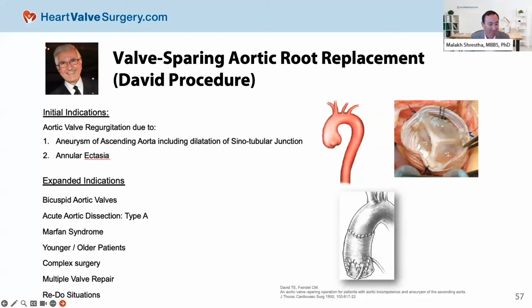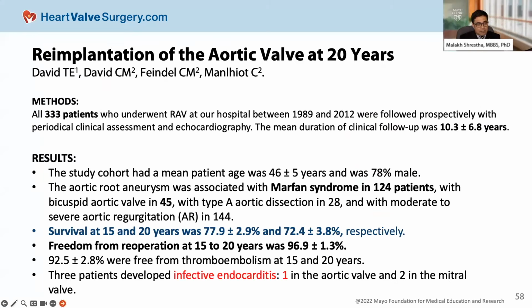Okay. So the biggest advantage, again, here, Dr. David showed that is after 20 years. He wrote this paper saying he had done 333 patients between 89 and 2012. And he had a follow-up of more than 10 years, right? So what he could show was that even after 20 years, the survival of the patients was 72%. And freedom from reoperation at 20 years was 96%.